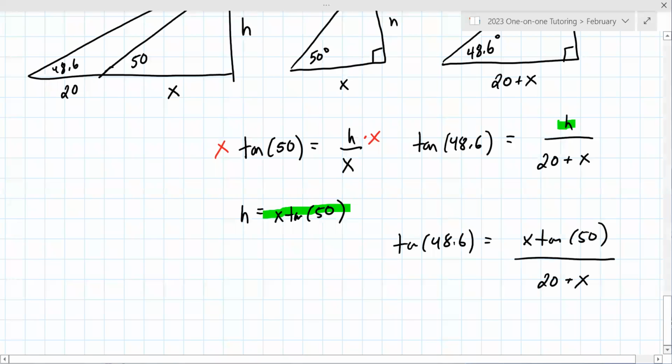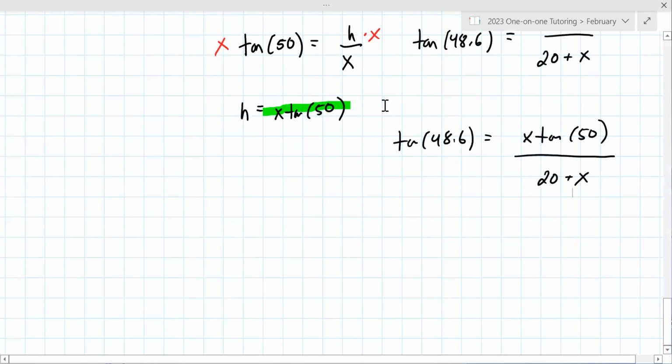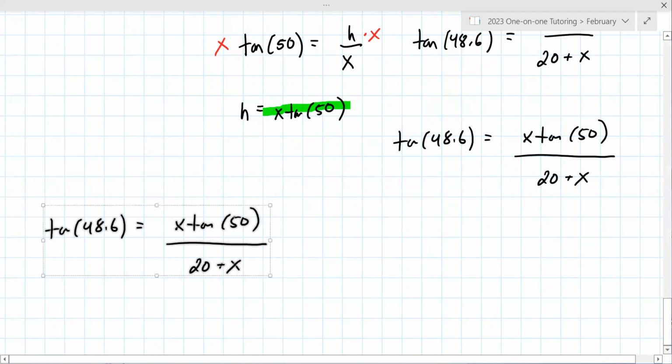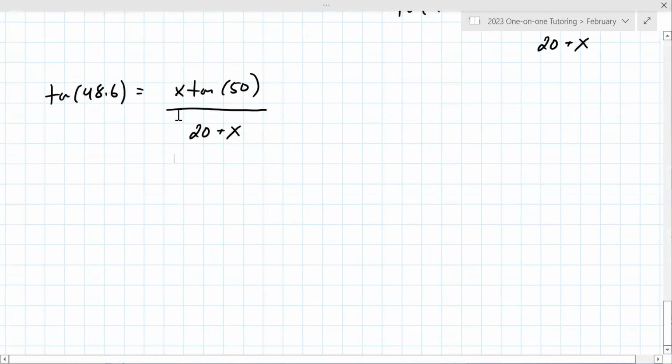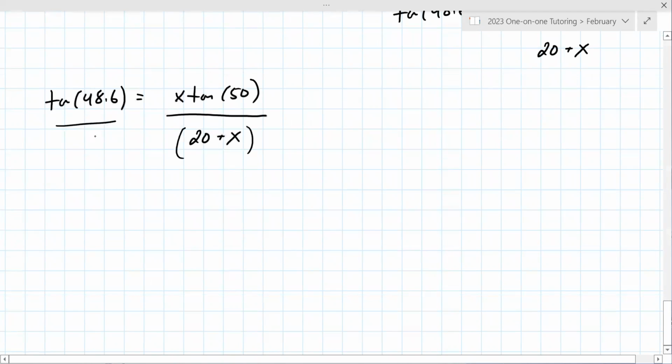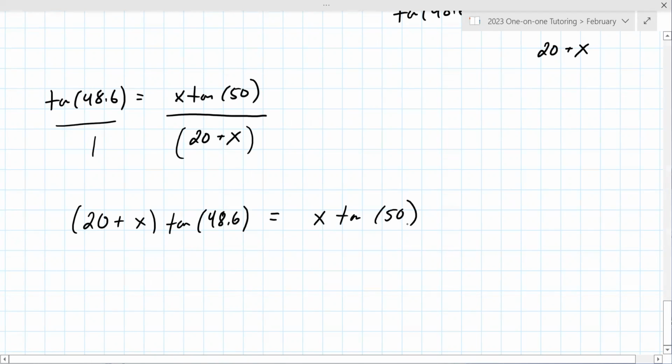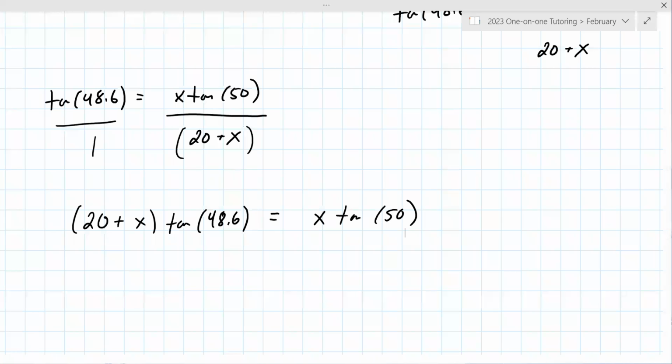Is that okay up to this point? Yeah, I got that. All right, so I'm just going to move this over so it's a little easier to solve, because this is where the bulk of the work is. So you want to cross multiply here. The reason I put this 20 plus x in parentheses is because it's the whole thing that gets multiplied by tangent 48.6, and then it's x tangent 50 on the right. I hope you saw this in class or this was clear.